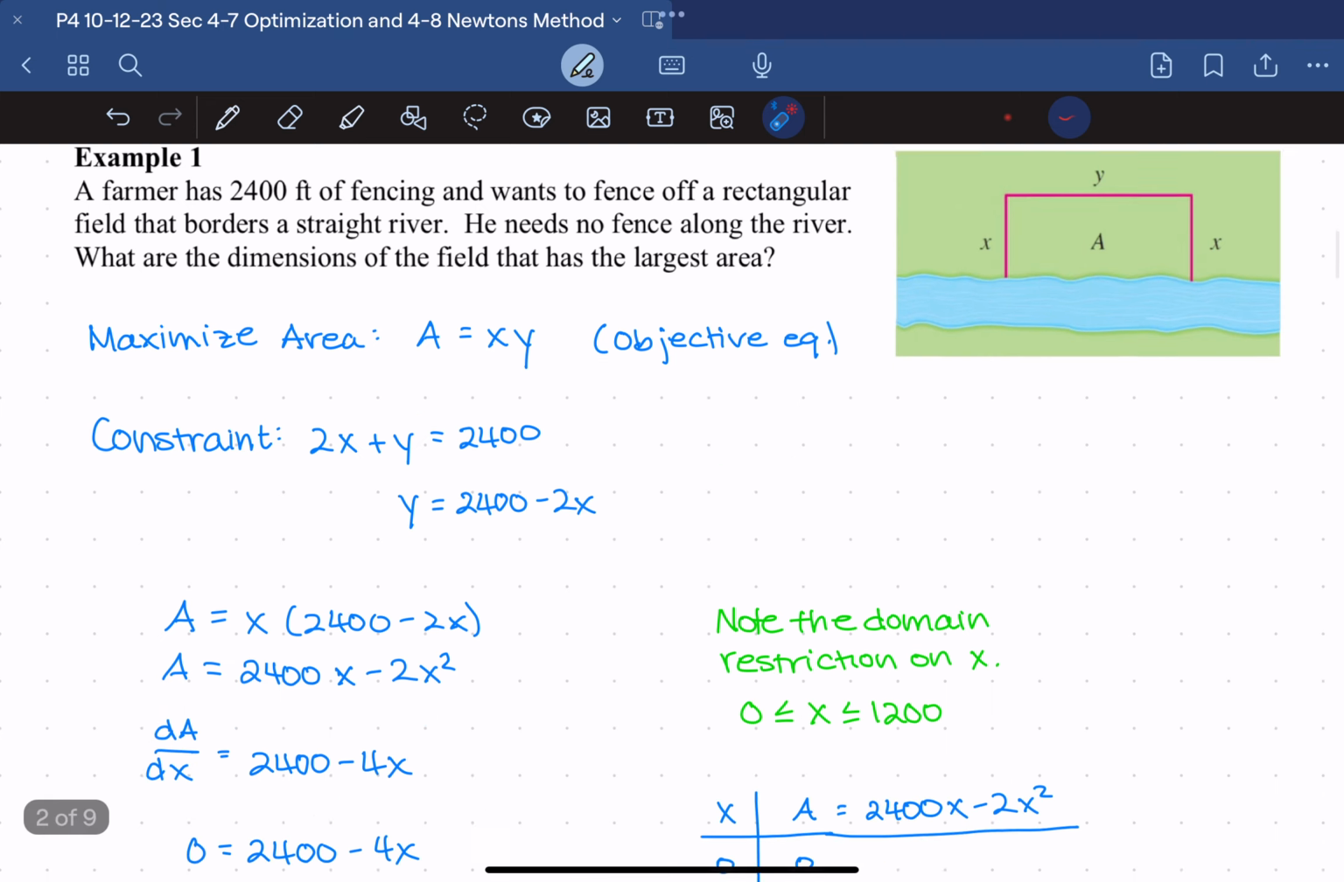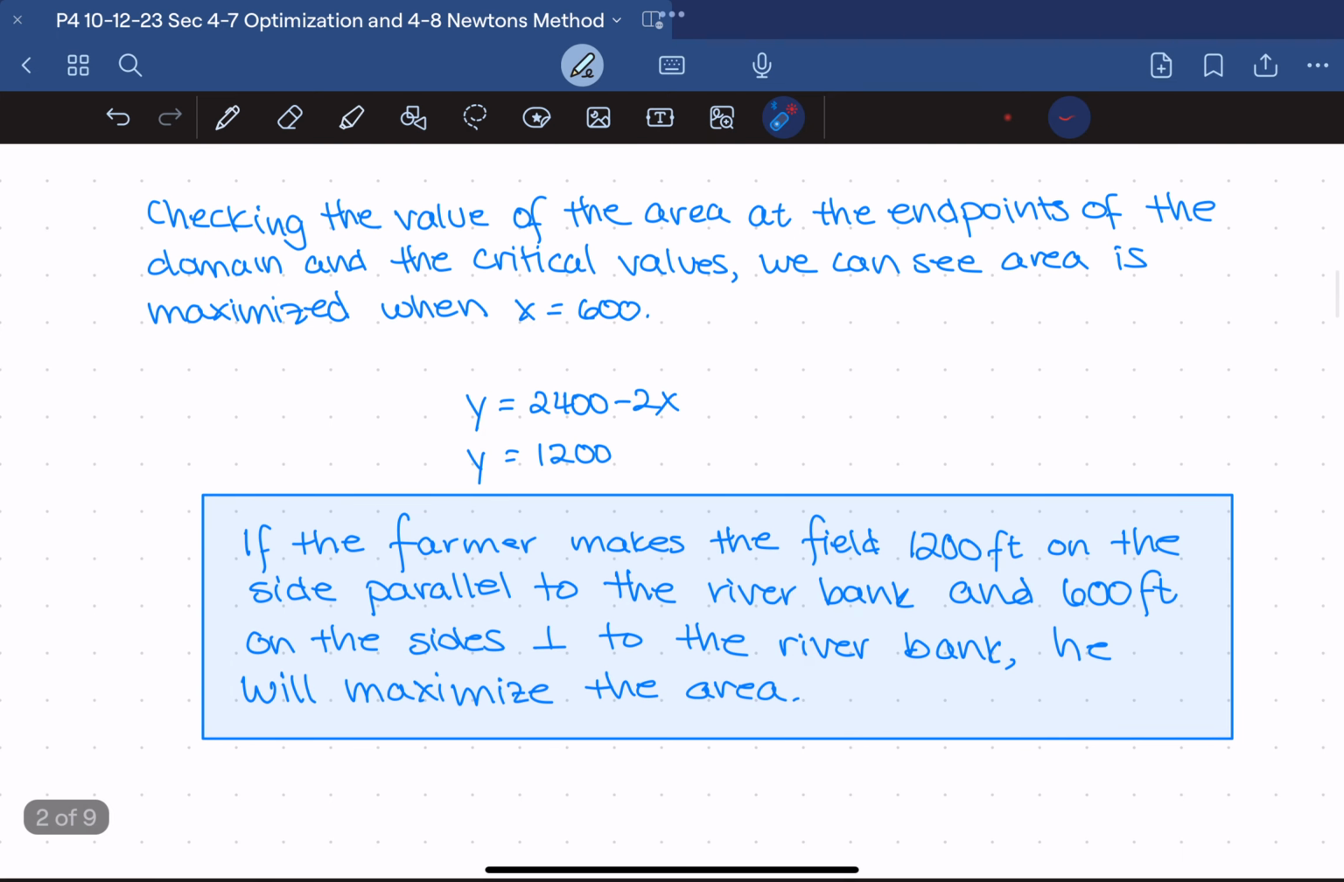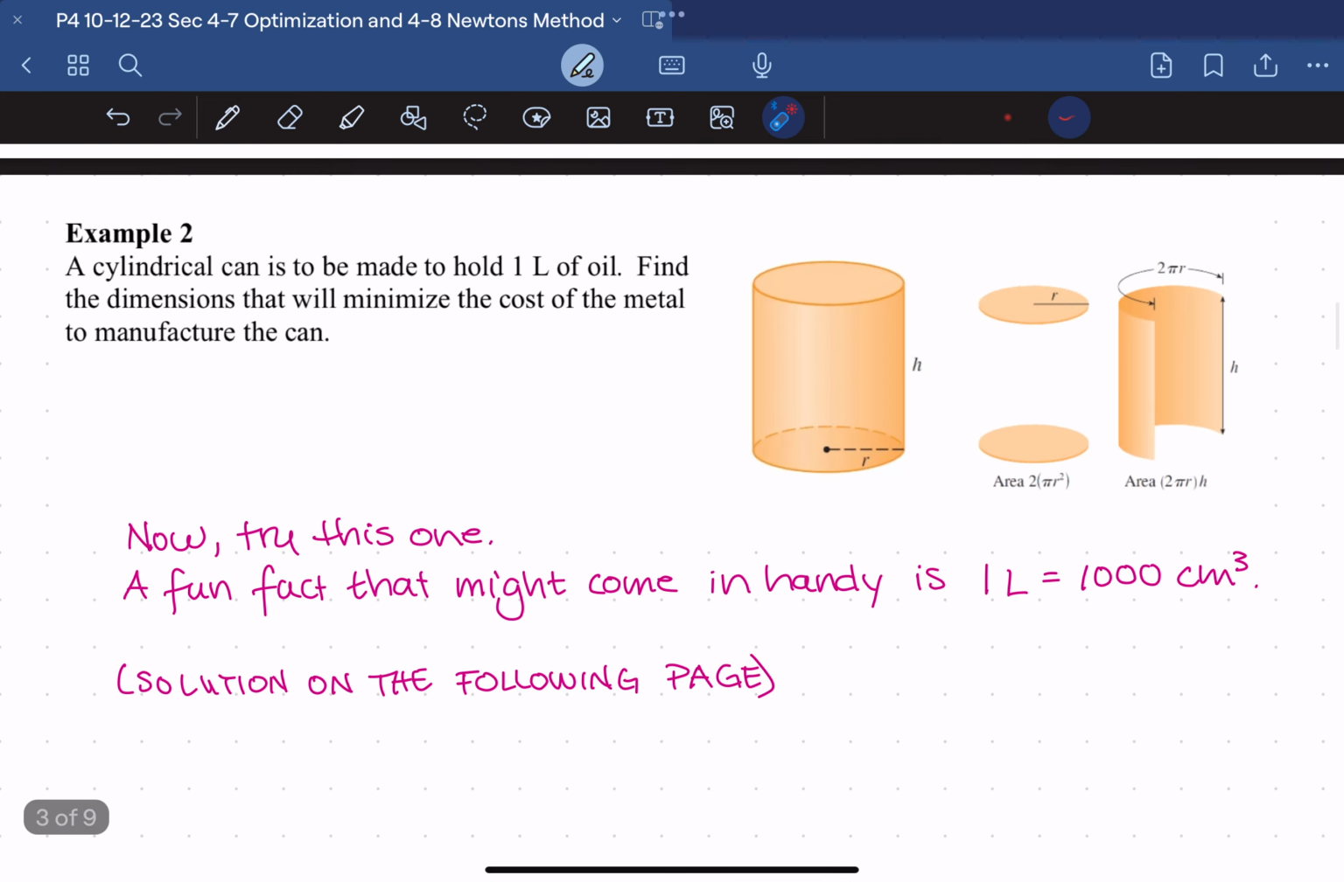So when you're giving your answer, you kind of have to be wordy about it. So if the farmer makes a field 1,200 feet on the sides parallel to the riverbank and 600 feet on the sides perpendicular to the riverbank, he will maximize the area. So there you go. All right, so there's that example. Here's another one if you want to try this on your own. Pause the video, give it a shot, and we will go ahead and look at it in just a second together.